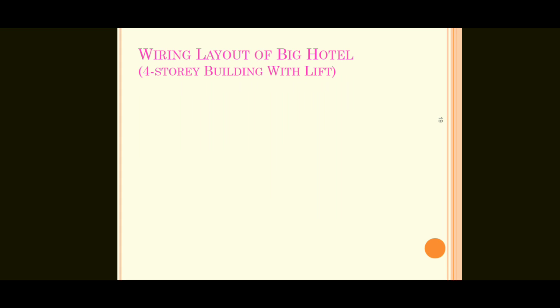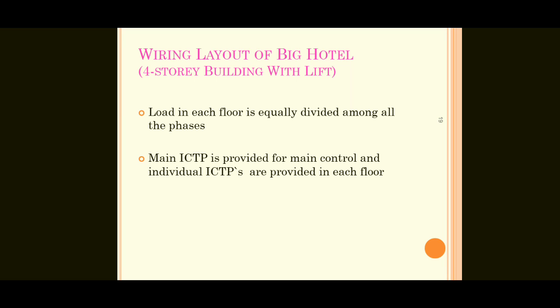Next, wiring layout of a big hotel, a 4-storied building with lift. So the main ICTP is provided for main control and individual ICTPs are provided on each floor. Separate ICTP and starter are provided for the lift and water pump.